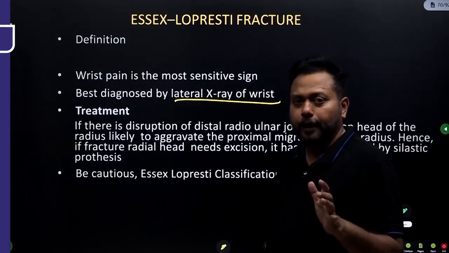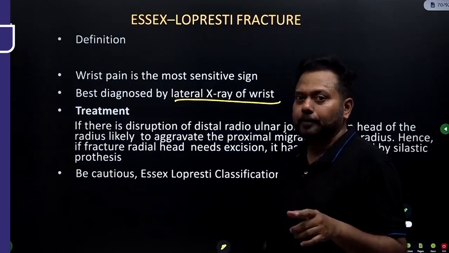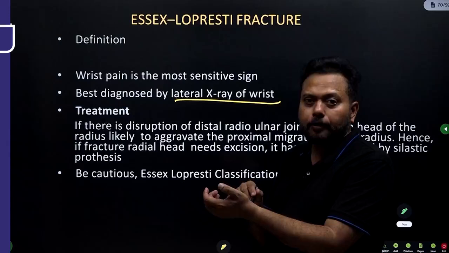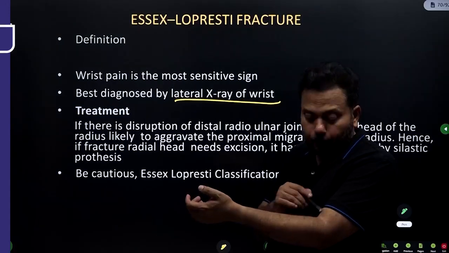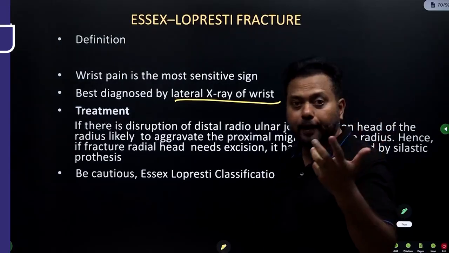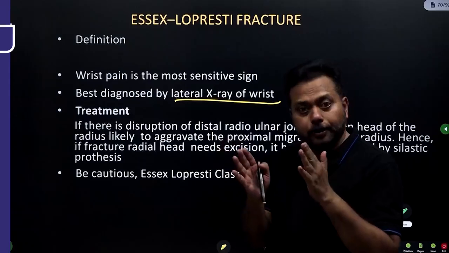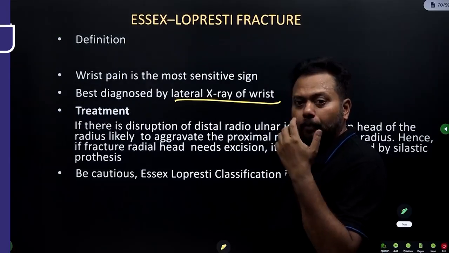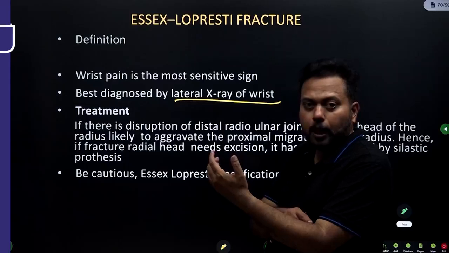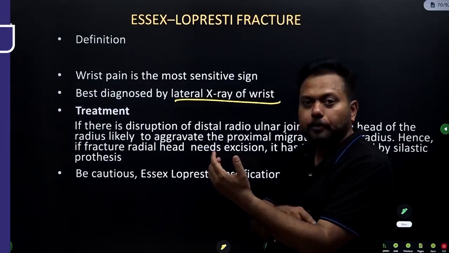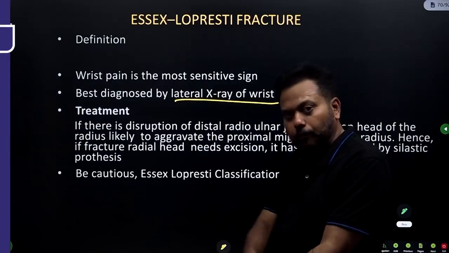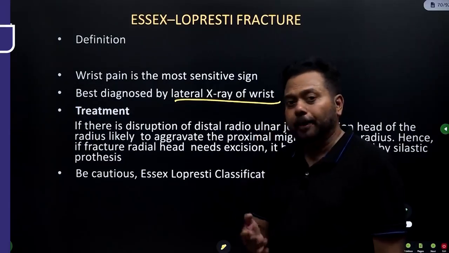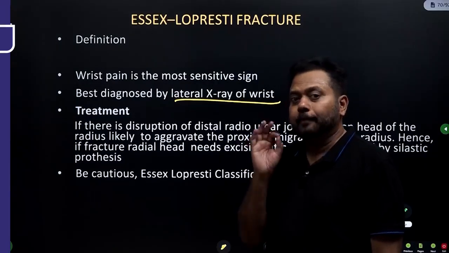Nothing will happen. Okay. If it is Essex-Lopresti, apart from comminuted radial head fracture, you're having distal radial nerve joint disruption. So when I'm removing head of the radius, what happens to length of the radius? It's decreased. Length of the radius is decreased. So every time when I flex the elbow, the radius goes up. You get migrated proximally. When I extend, it comes down. When I flex, it goes up. This is called proximal migration of radius. That's a complication when you do simple excision of the radial head.